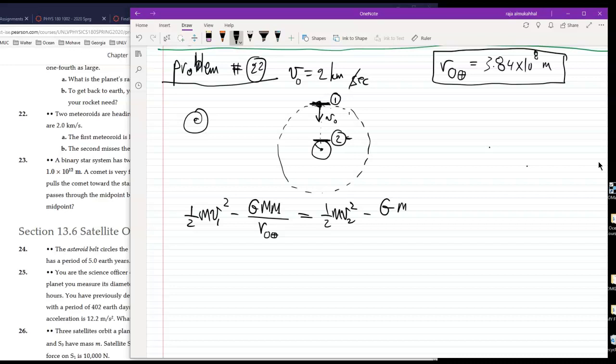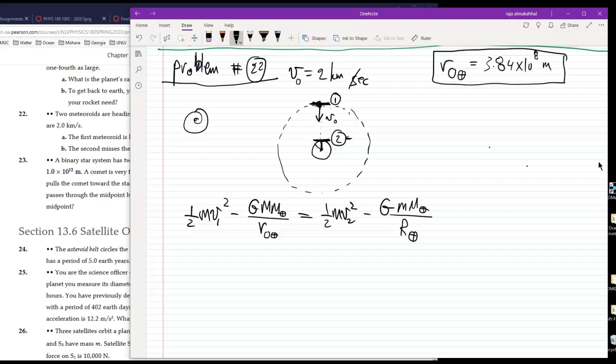mass of the meteorite, mass of the Earth. I'll just put it Earth. Sorry, let me just put it here. I don't want to confuse anybody. And this is the mass of the Earth divided by what? Well, divided by just the radius of the Earth. Makes sense? Because it is right there on the surface. So the only distance to the center is really just the radius of the Earth. That's it. You're done with the problem.